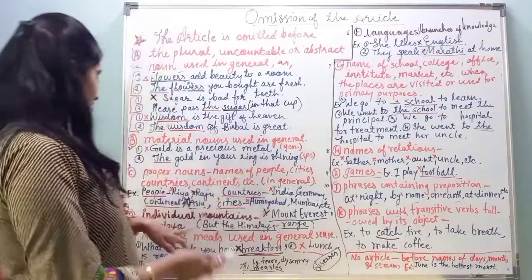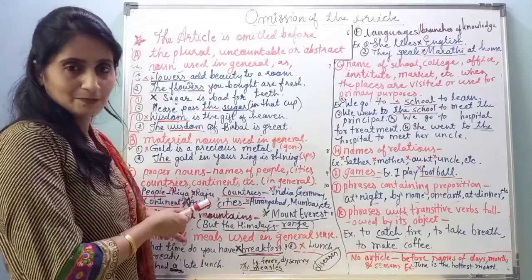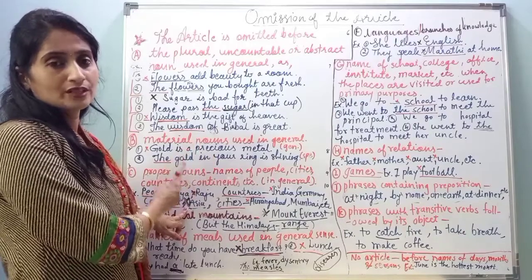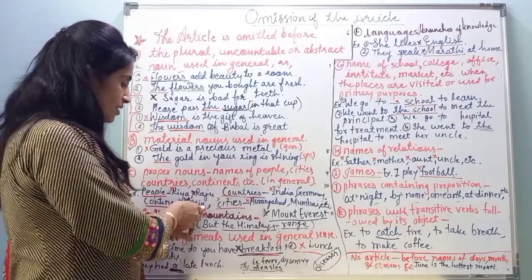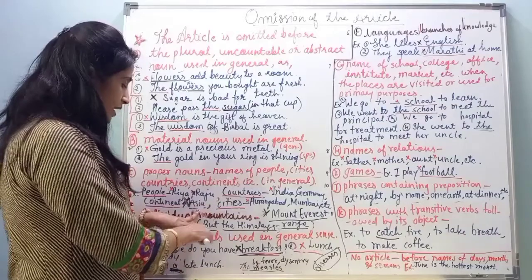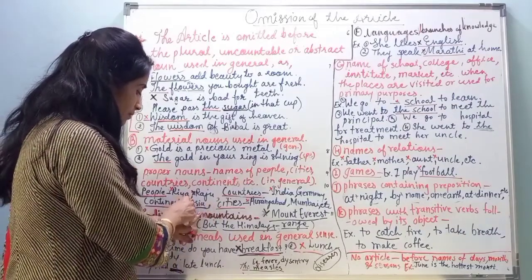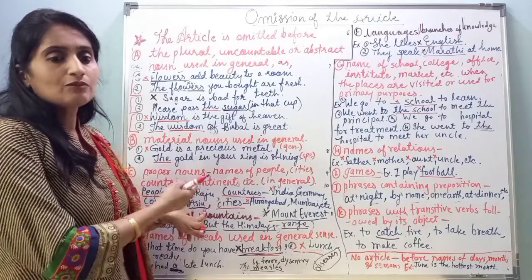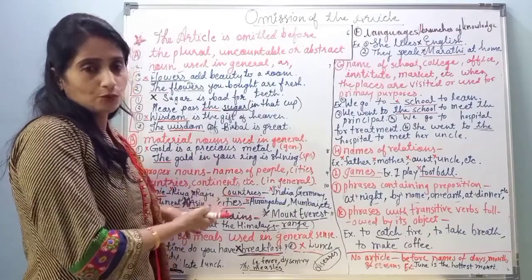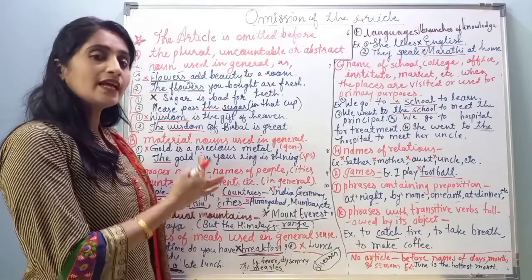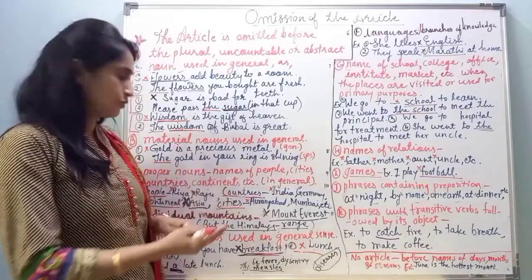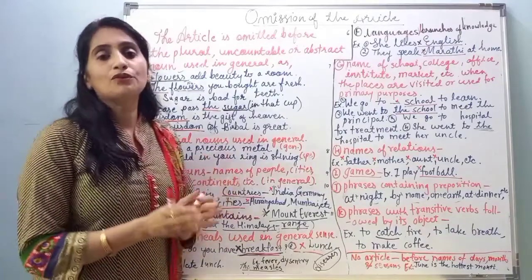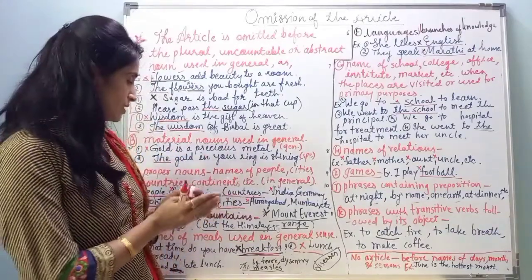Same is the case with the names of continents. There should be no article before these names. I have written here one name, Asia. No article before the name of this continent. Let us add one more example here, Europe. Just say Europe, not the Europe, the Asia, like this. Fine? No article before the names of continents.